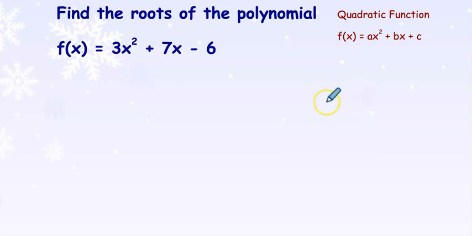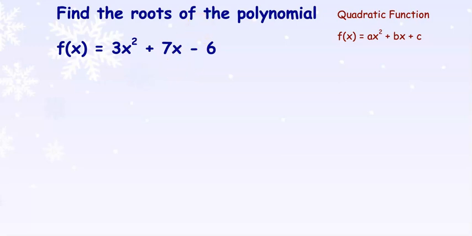Find the roots of the polynomial f of x is equal to 3x squared plus 7x minus 6. It is of the form f of x is equal to ax squared plus bx plus c. That is a quadratic function. We did so much of this, dealing with quadratic functions, solving by finding the factors, the quadratic formula, drawing the graph, finding the vertex, etc. So in this particular case, we are just trying to find the roots of this polynomial.